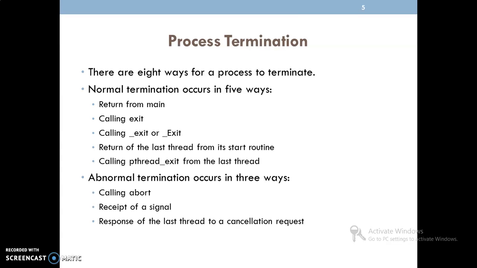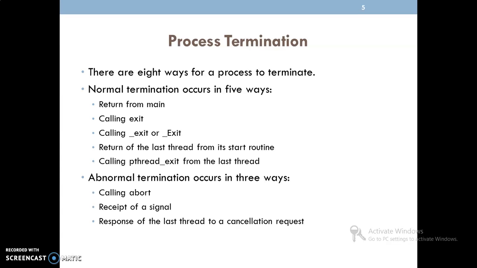Next, abnormal termination. I hope you got the term. Abnormal termination means it is a forceful termination here. Here the process may still be executing, or sometimes on the verge of completion. So here there is no normal termination. Either we are calling abort or sending a signal, especially the kill signal. Using that we can do all these things.